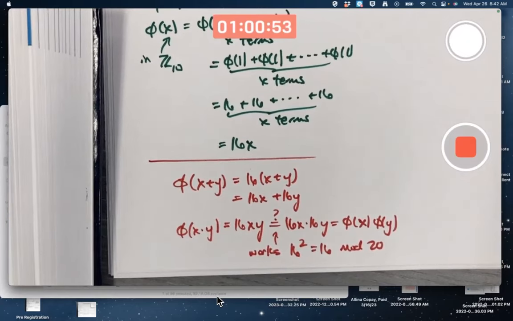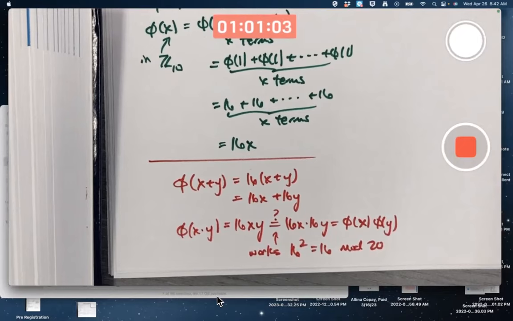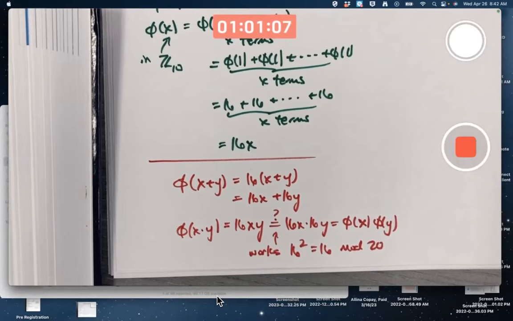Okay, but it is worth remembering. Once again, if phi is a ring homomorphism and phi of 1 equals A, then A must be idempotent in the codomain. Could be 0, could be 1, could be some other idempotent.